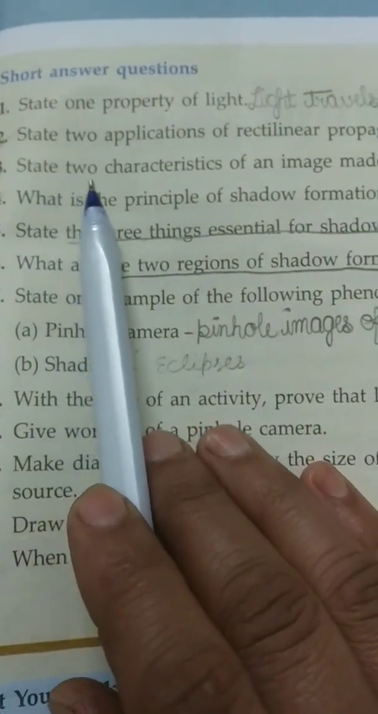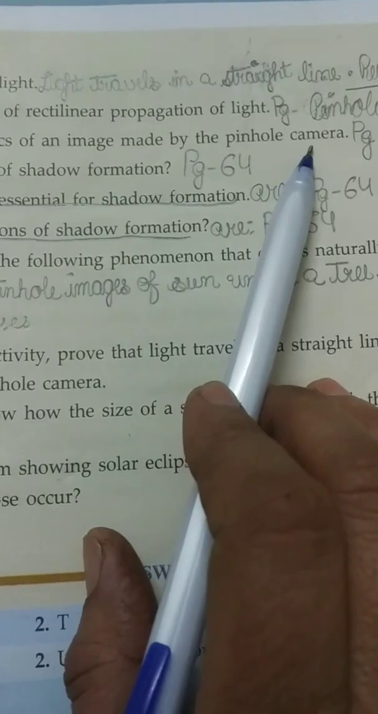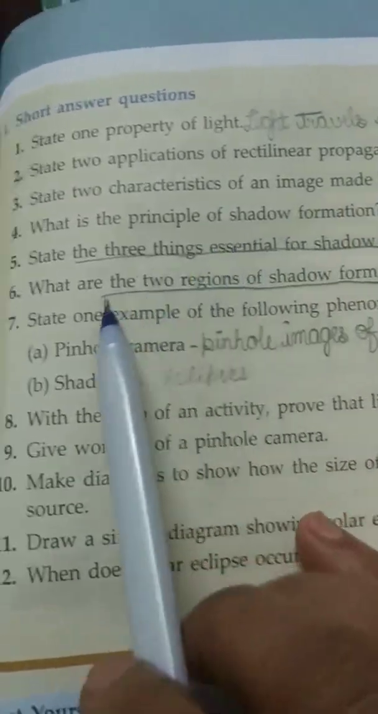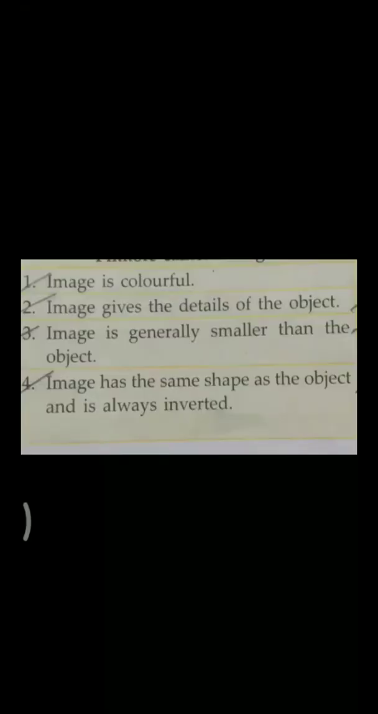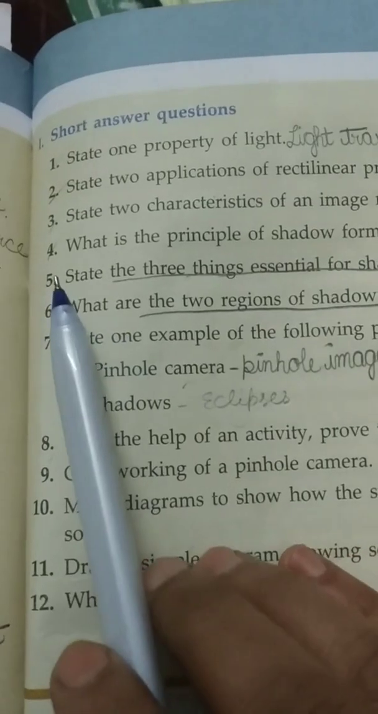Third, state 2 characteristics of an image made by the pinhole camera. Third answer, 2 characteristics of an image made by the pinhole camera. These are the 4 points; you have to write any 2. Image is colorful. Second, the image gives the detail of the object. Third, the image is generally smaller than the object. Fourth, the image has the same shape as the object and is always inverted.